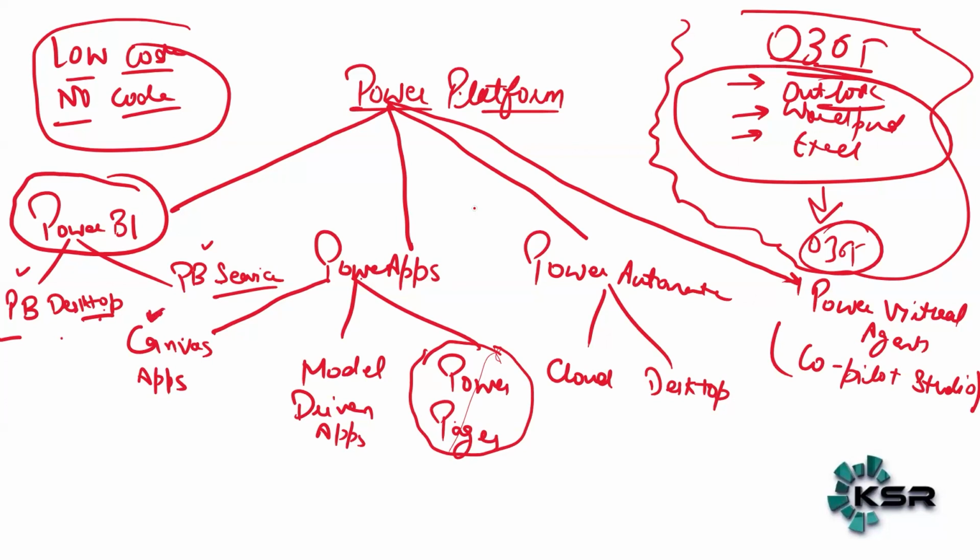Okay. In the model driven app, when your GUI is not the priority, you want your data is the priority, then you will go ahead with model driven app. Then if you want to create websites, then for that you have to go ahead with Power Pages. Clear? Yes.